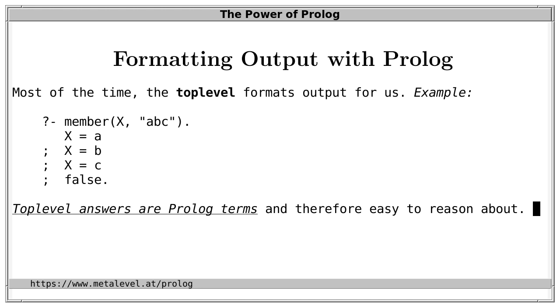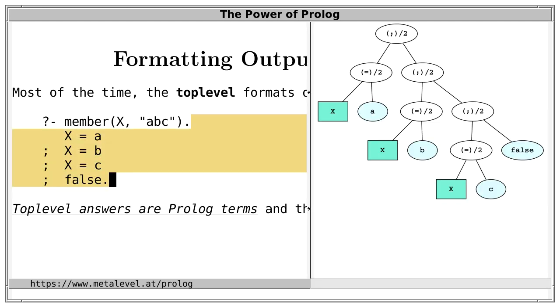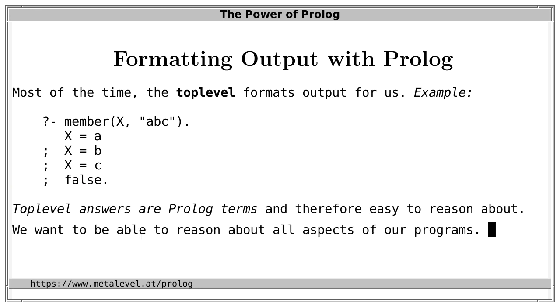And one nice aspect of top-level answers is that, at least ideally, they are Prolog terms, and therefore easy to reason about with Prolog. For instance, this is simply a disjunction of equality constraints. So we can, for example, take this answer and paste it back as a query. And we can easily express test cases for such answers, again as Prolog terms. And we can easily reason symbolically about such terms. And it's worth striving for this.